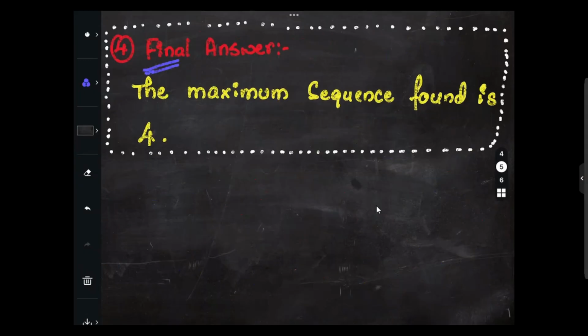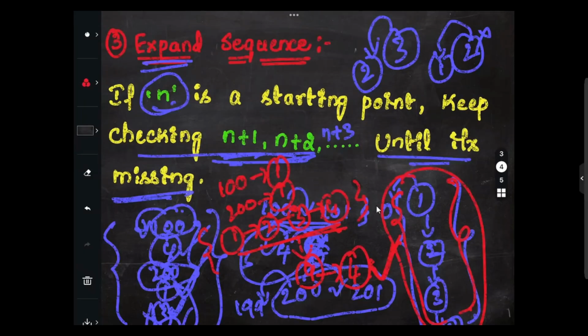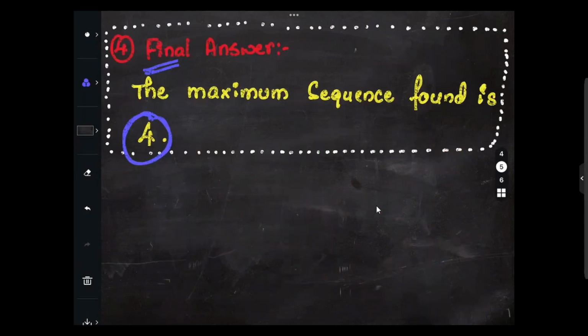So let's come to the final step here. The maximum sequence that we found here is 4, right? That we will return as output in this case. I hope this is clear. Simple to understand, right? So I hope the approach is completely clear. This is the approach that we will be going with. As we are familiar with the approach, what we will do?